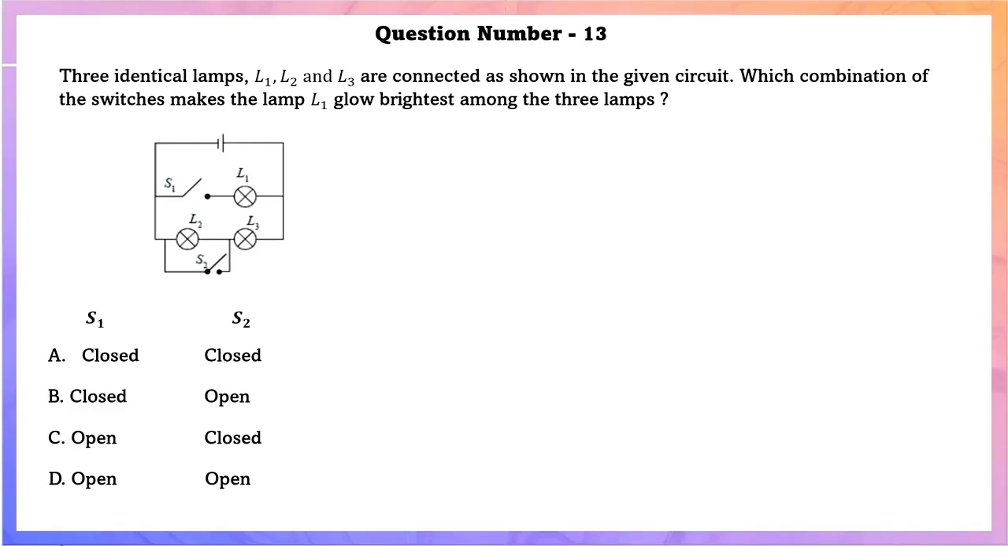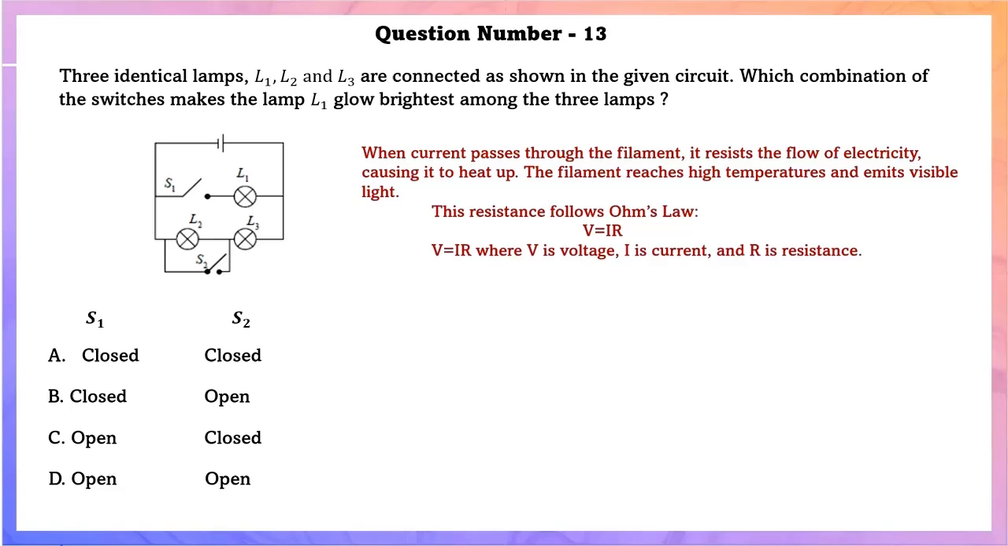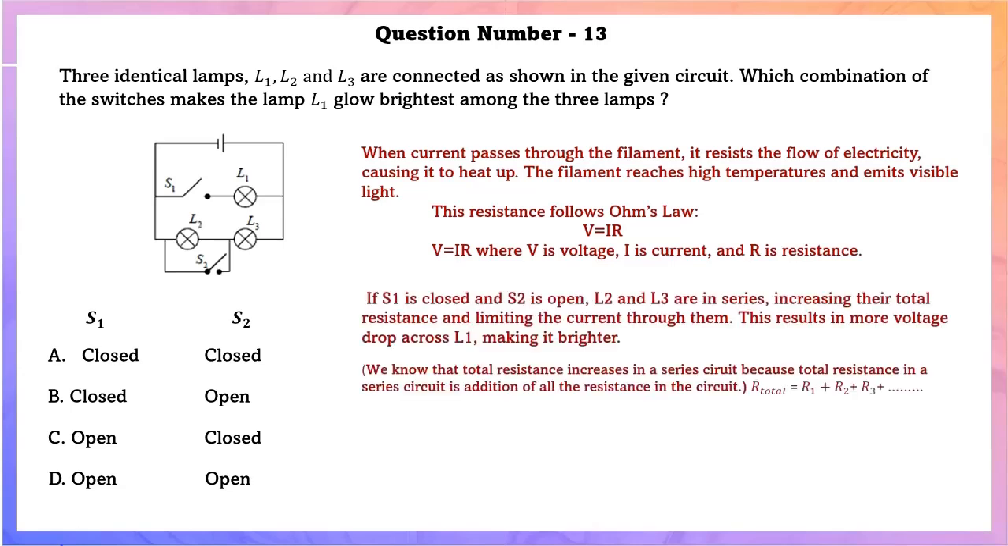Question number 13. 3 identical lamps L1, L2 and L3 are connected as shown in the given circuit. Which combination of the switches make the lamp L1 glow brightest among the 3 lamps? When current passes through the filament, it resists the flow of electricity, causing it to heat up. The filament reaches high temperatures and emits visible light. Their resistance follows Ohm's law. V is equal to IR, where V is voltage, I is current and R is resistance.